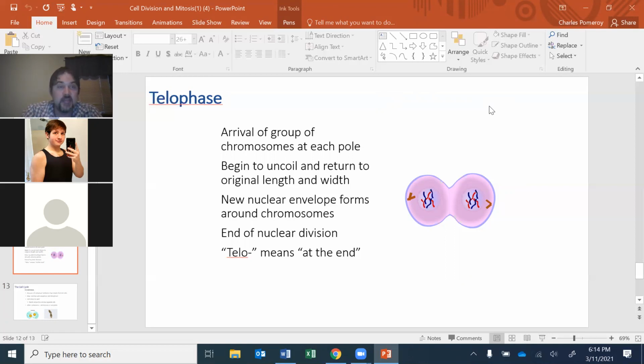The word telo means at the end of something. All right. And telo can also mean distance, like they're far apart from each other. But in this case, it basically means at the end. That means last stage. Okay. And all the cell has to do is continue to pinch. So it'll continue to pinch down the middle until eventually you have two cells, and those two cells will separate, and now you have two.